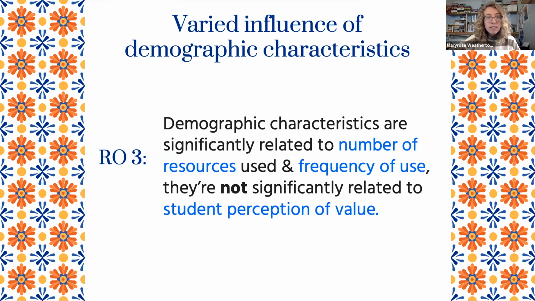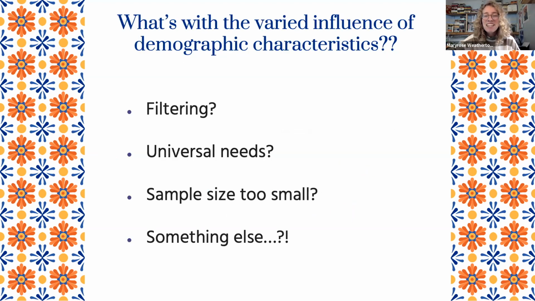And I've got some ideas about why we might be seeing these conflicting results. If my slides would advance, there we go. So there may be a type of filtering effect that impacts students' perceptions of value, where students with different perceptions of value don't make it to graduate school or didn't make it into our population for one reason or another.